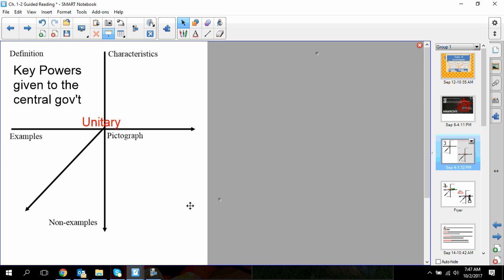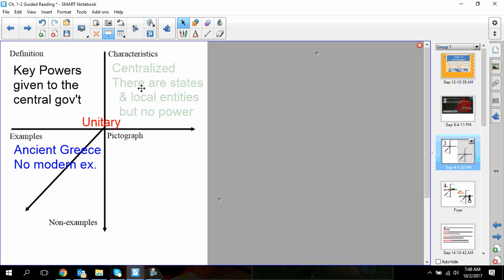Okay, but you have to have a word that follows unitary. It can't just be a unitary government, because actually no unitary governments exist today where they are solely a unitary government. Ancient Greece might have been a close one, but if you remember, ancient Greece was also an aristocracy or an oligarchy. So unitary must be combined with another word, okay? It's centralized. There are states and local entities, but they have absolutely no power. All the power comes down from the central government. It is not an example of a dictatorship. It just means that it's a unitary republic.